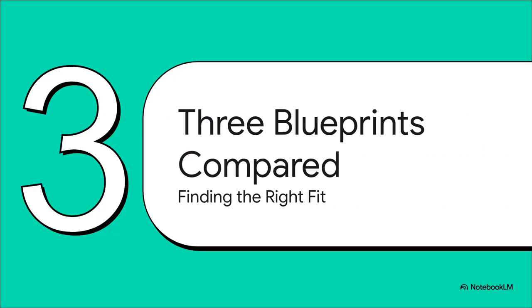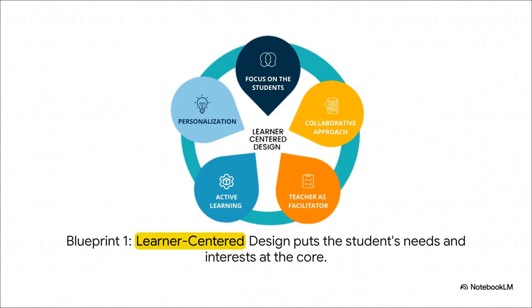All right, let's put these 3 blueprints side by side, because understanding what makes them tick, their strengths, their weaknesses, is totally key to picking the right one for the job. First up, we've got the learner-centered design. In this model, the student isn't just sitting there getting information dumped on them. No, they are the sun, and the entire learning solar system revolves around them.